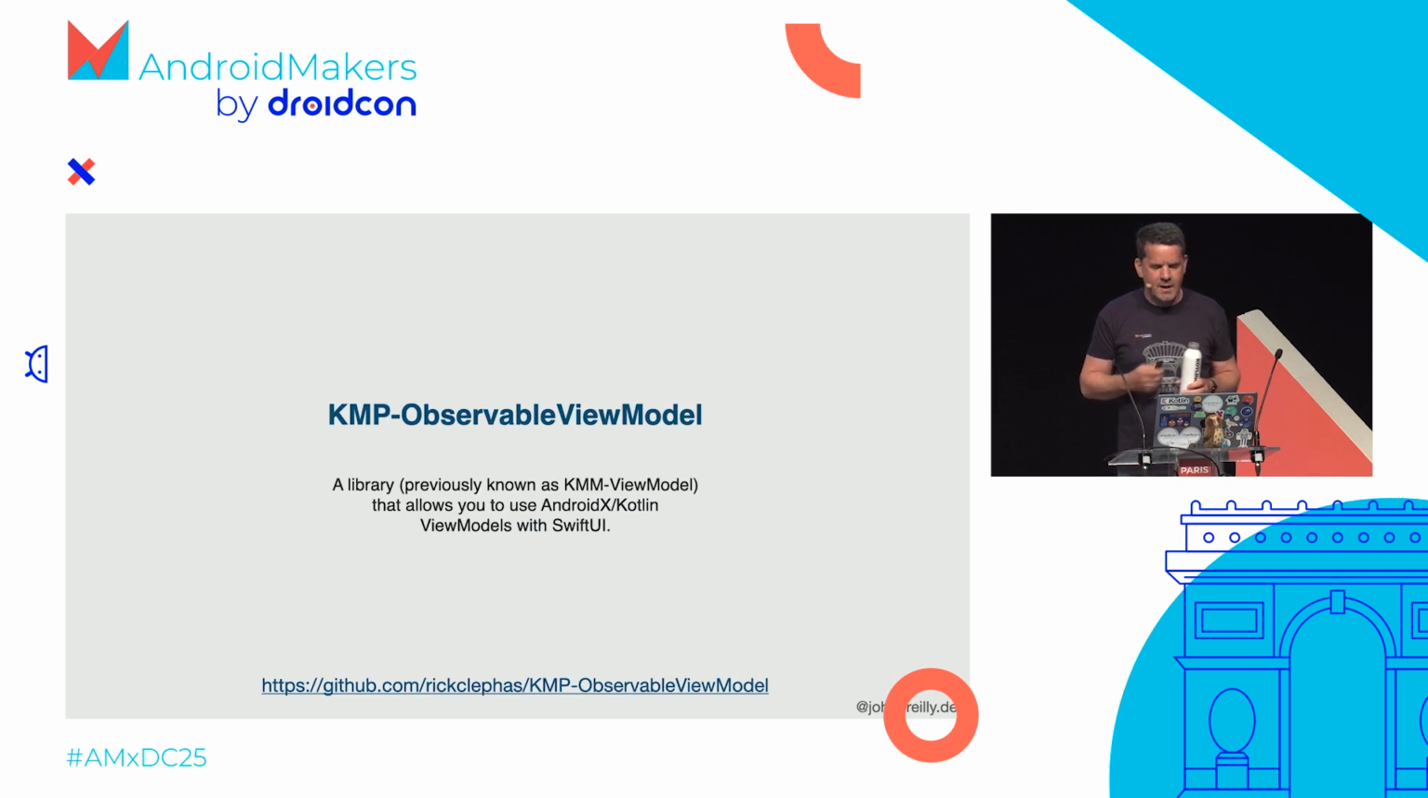Next up is KMP Observable ViewModel, from the same author, by the way, as KMP Native Coroutines. This is a library that was previously known as KMM ViewModel, if folks were familiar with it. It's now described as a library to use AndroidX Kotlin ViewModels with SwiftUI, given the availability now of the KMP version of the Jetpack ViewModel library. And a key aspect of what this offers is the ability to expose Kotlin StateFlows, for example, as Swift properties that can be directly observed in SwiftUI, as we'll see next.